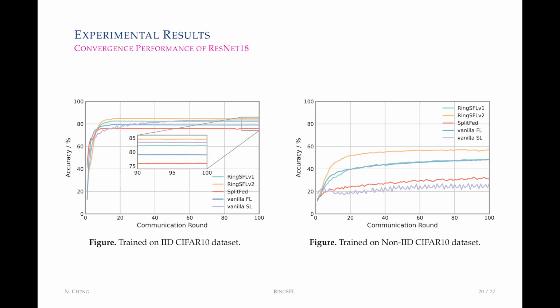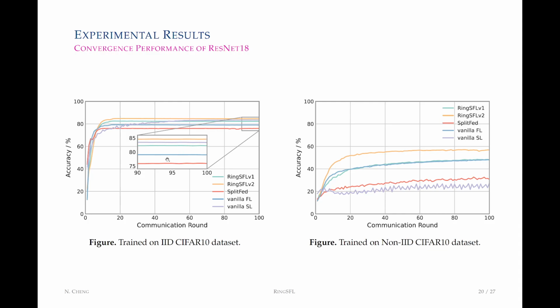These two figures show the convergence performance of the proposed RingSFL on IID and non-IID datasets using the ResNet 18 model. We compare the RingSFL with benchmark algorithms, including SplitFed, the vanilla FL, and the vanilla SL. The RingSFL V2 means the RingSFL with the adaptive learning rates for the overlapping layers. The left figure presents the performance of RingSFL on the CIFAR-10 IID dataset utilizing the ResNet 18 model. After an equal number of communication rounds, the RingSFL V2 achieved the highest model accuracy compared to the benchmark algorithms. This validates the outstanding convergence performance and the effectiveness of the proposed scheme on the IID dataset.